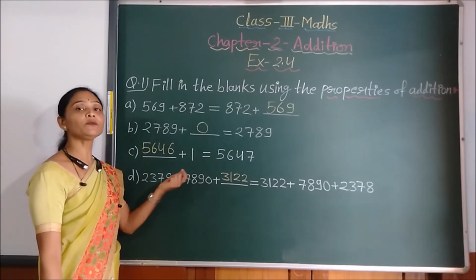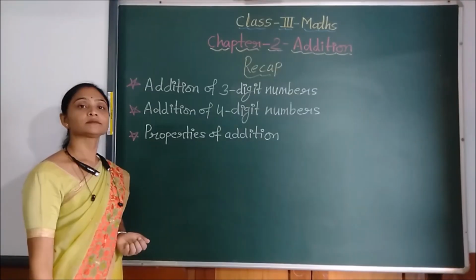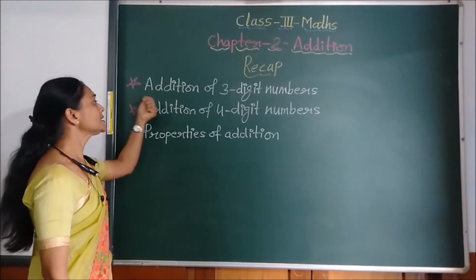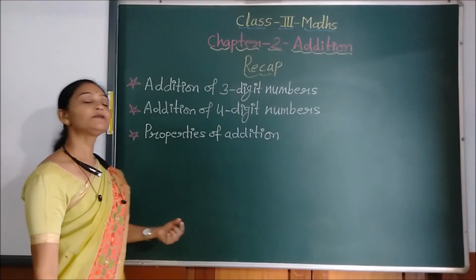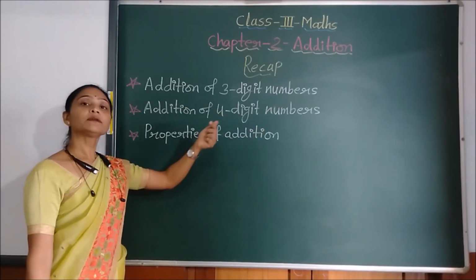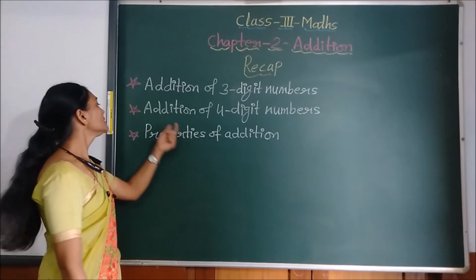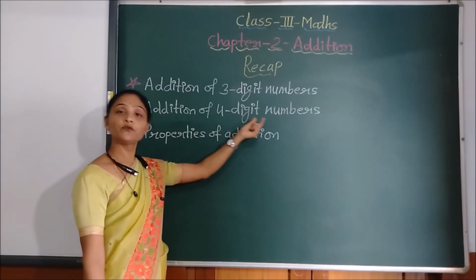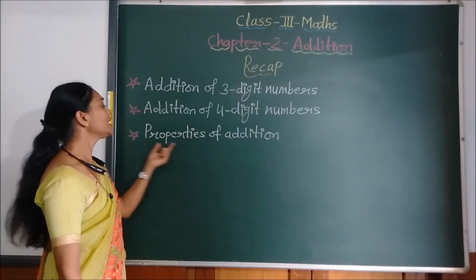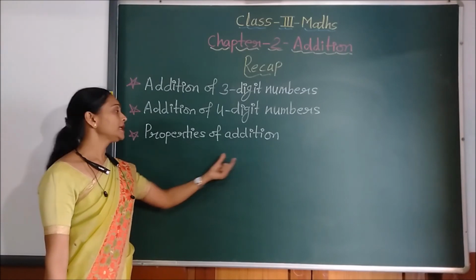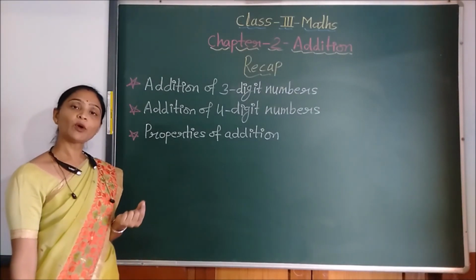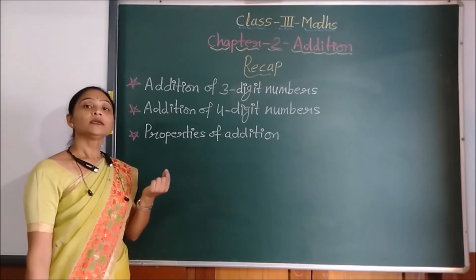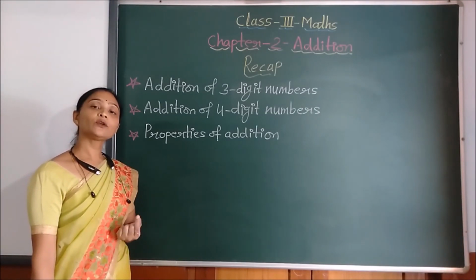Yes children, now we will see a short recap. Now let's see recap, children. Addition of 3-digit numbers we have learned first. In that we have added 3-digit numbers. Then we have learned how to add 4-digit numbers. And then we have learned properties of addition. In this we have learned 4 properties of addition: order property, grouping property, addition of 0 and addition of 1.